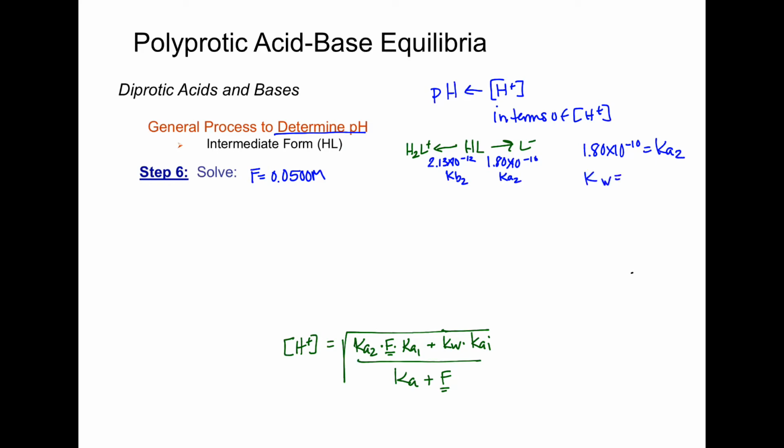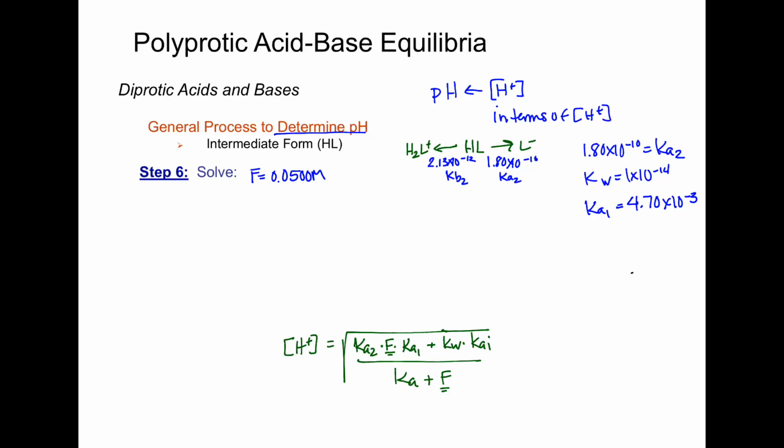Kw is equal to 1 times 10 to the negative 14. And Ka1, I got this from a previous slide, was 4.70 times 10 to the minus 3. Now I looked that up, but we could have also used our Kb2 to find our Ka1, because we know that Kw divided by Kb2 is equal to Ka1. So we could have also calculated it that way.